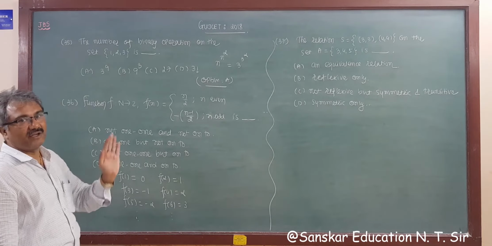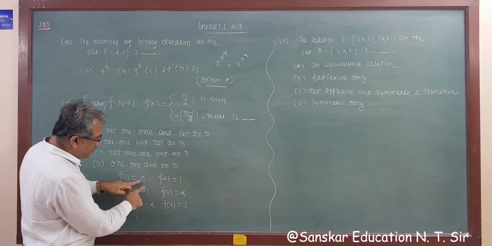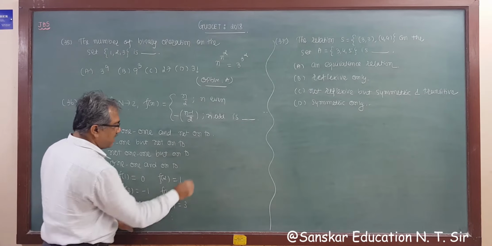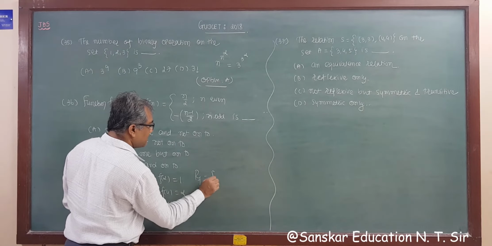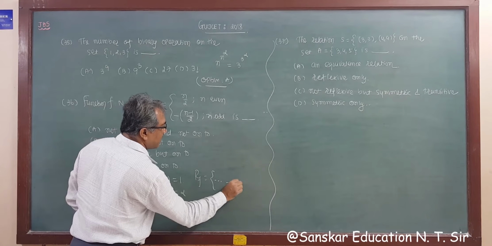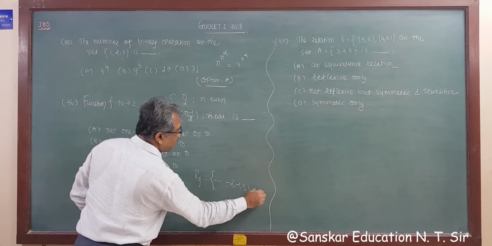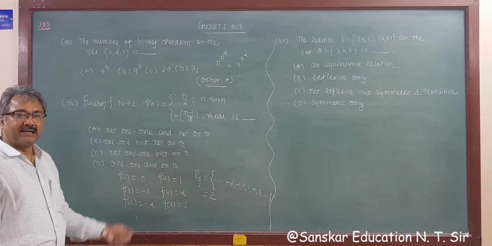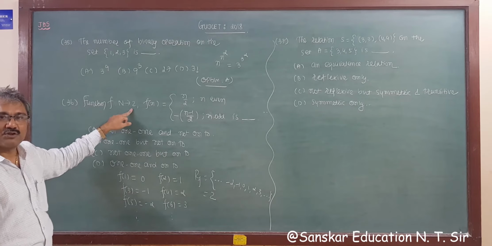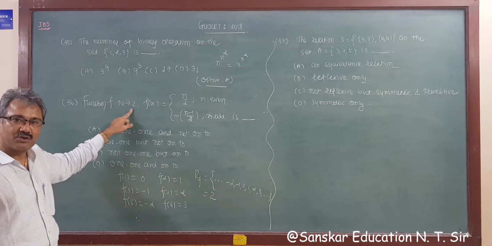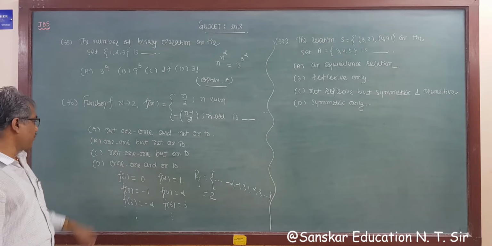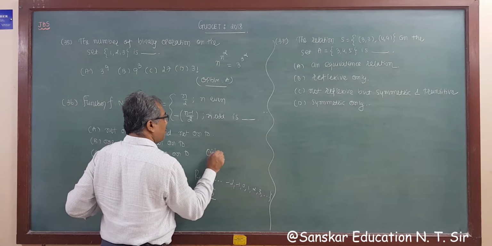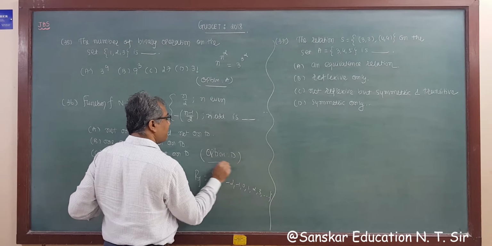That means the function is one-one, and the range of this is 0, minus 1, minus 2, so starting from minus 2, minus 1, 0, 1, 2, 3, and continuing in this way. So the range of the function is Z, and here the codomain is also Z. That means the function is onto also. So the answer is one-one and onto, and option D is your correct answer.